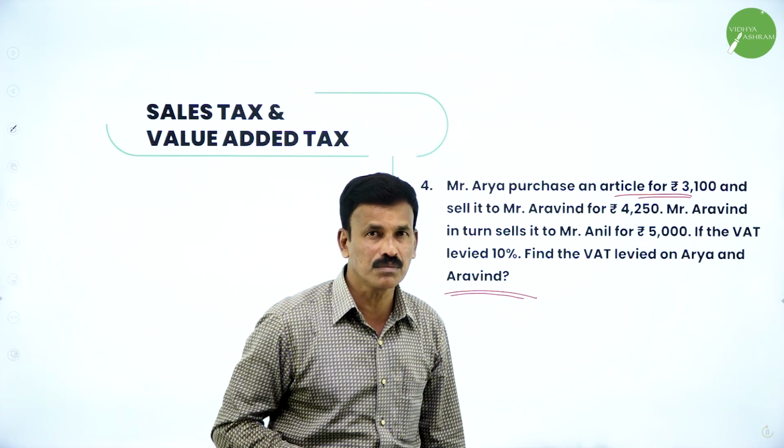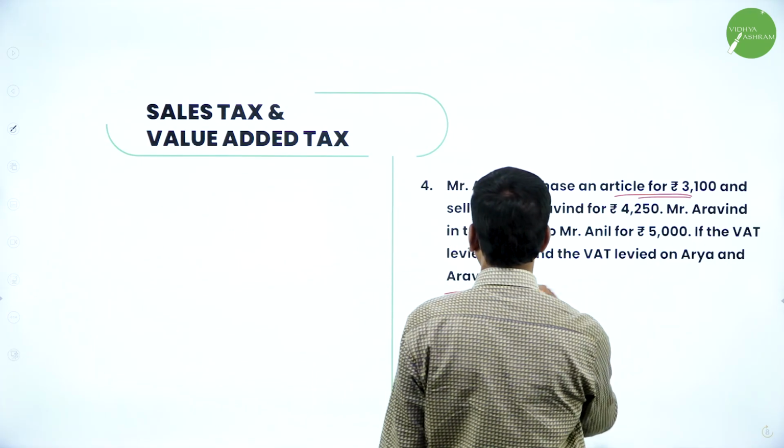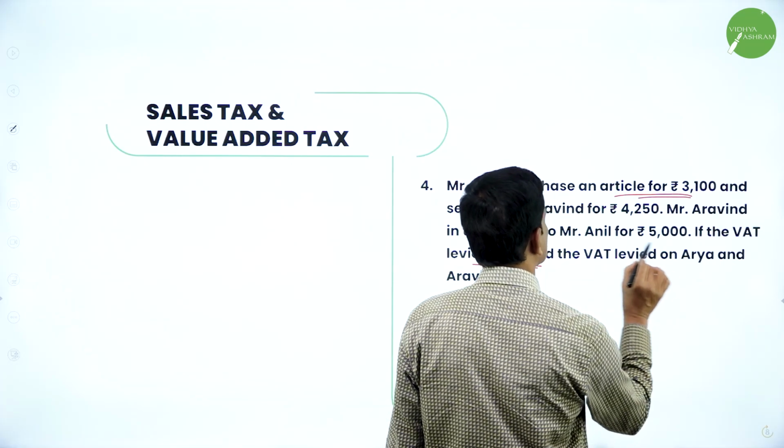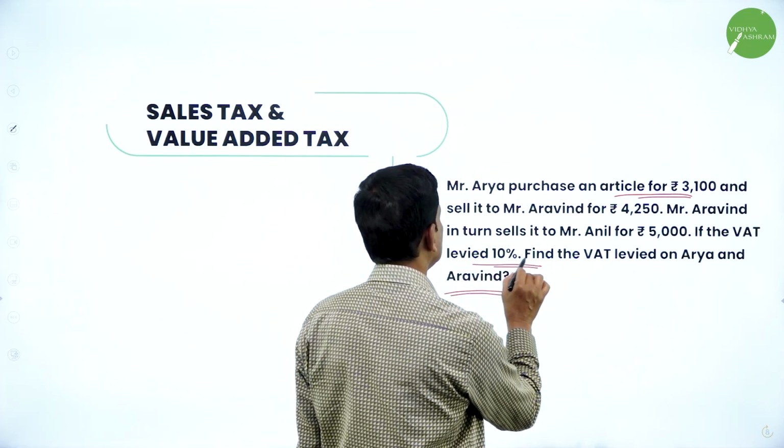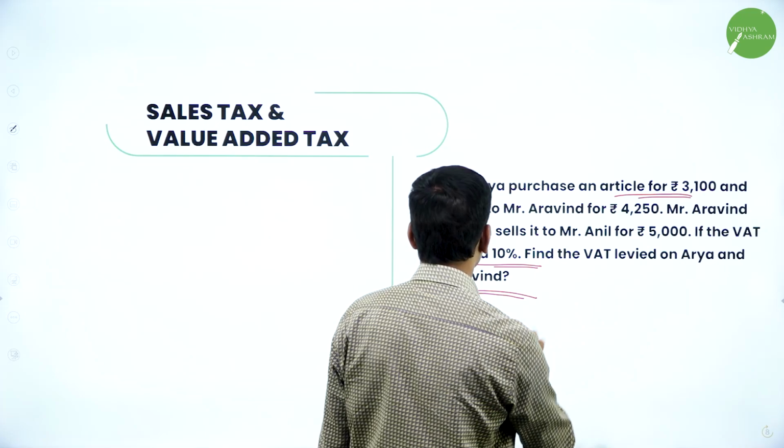Very important problem. So, what is to calculate? The VAT levied at 10%. If the VAT levied is 10%, find the VAT levied for Arya and Arvind.